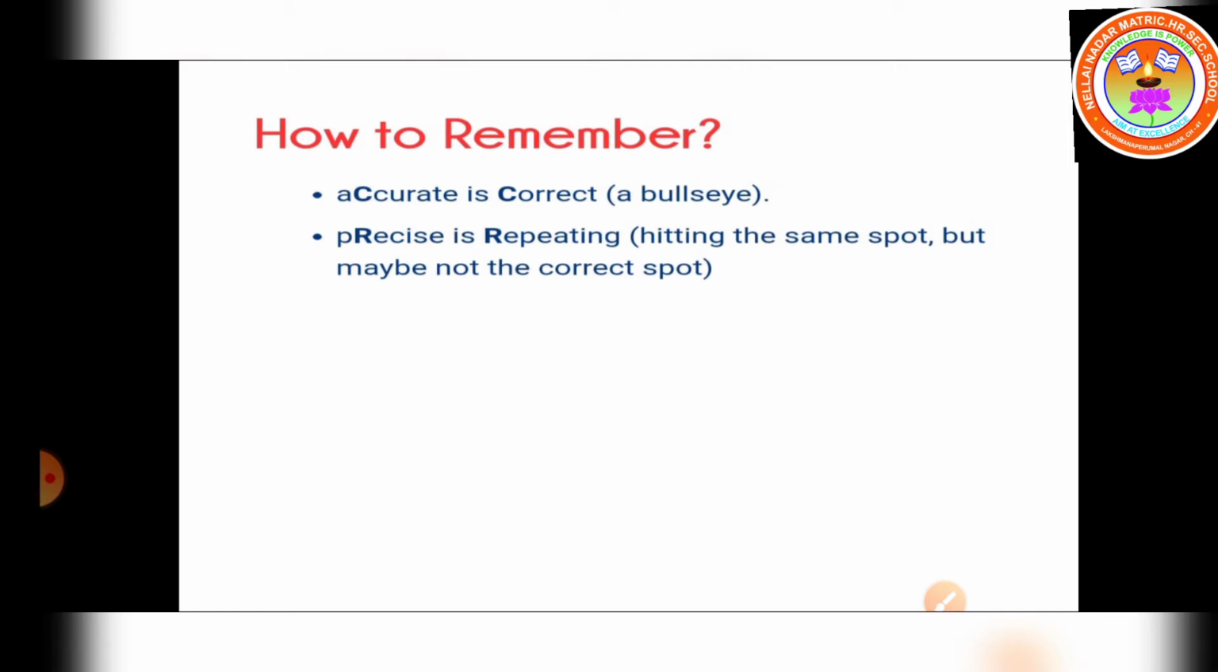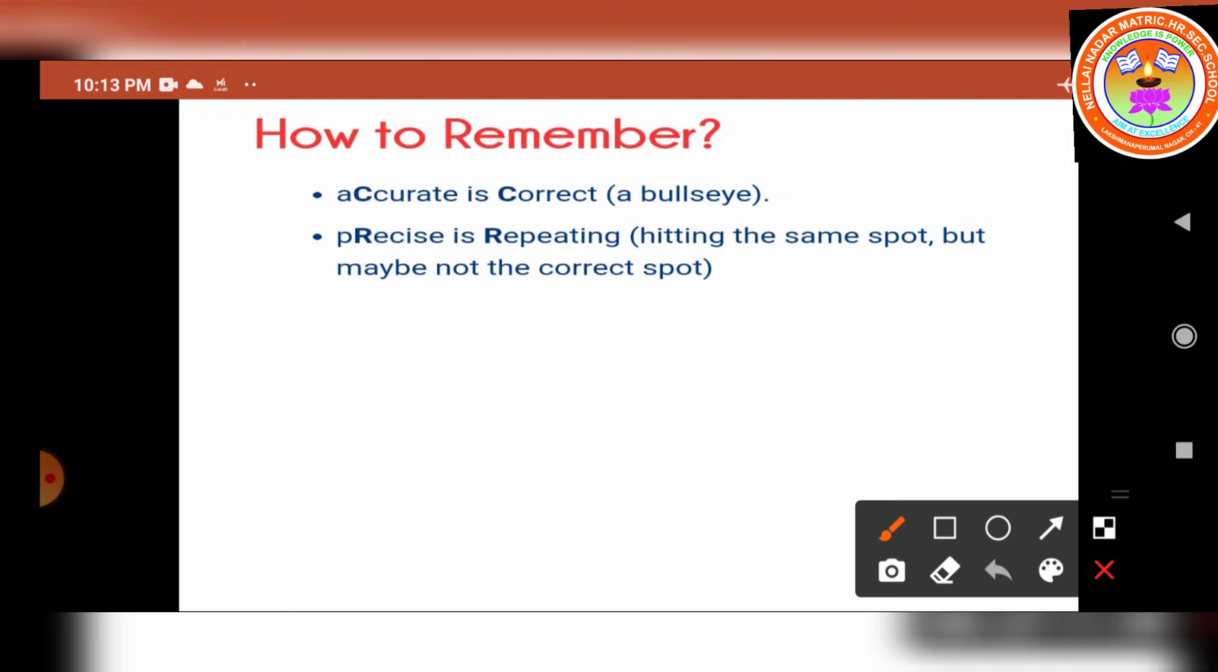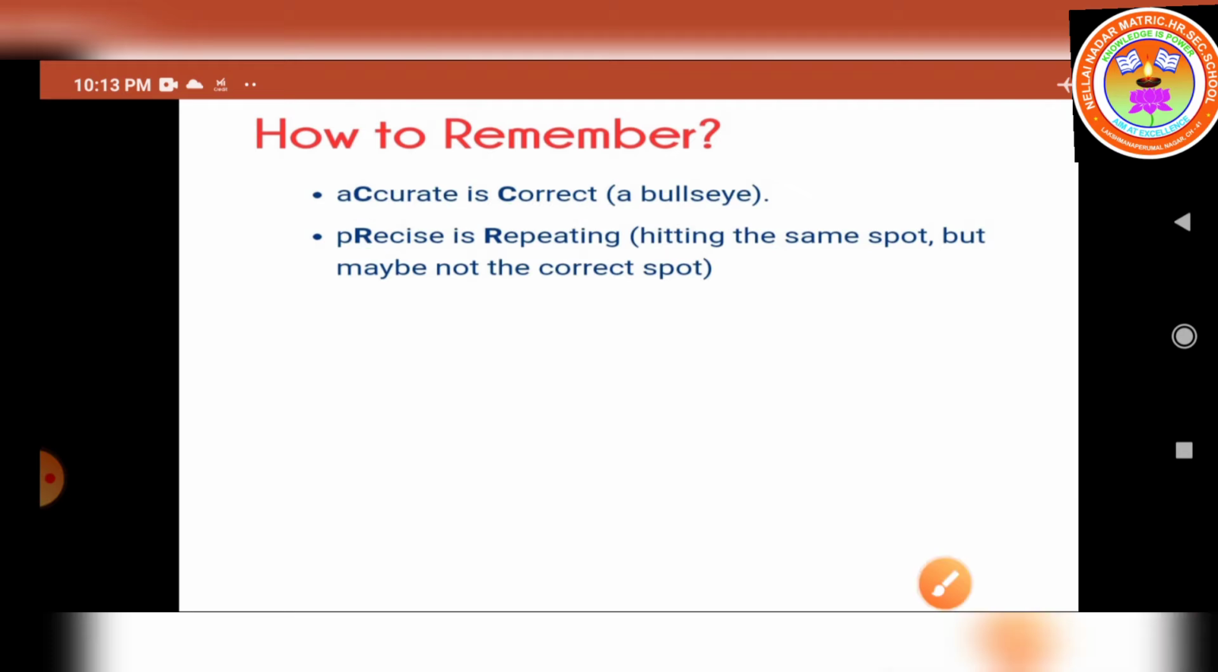How to remember accuracy and precision? Accurate is correct. Accurate is what? Correct value. Then precise is repeating. See here, the R is a capital R is used here, no? R means repeating, hitting the same spot but may not be the correct spot. So what is accurate? Accurate is for correct value and precise depends upon the repeating values.